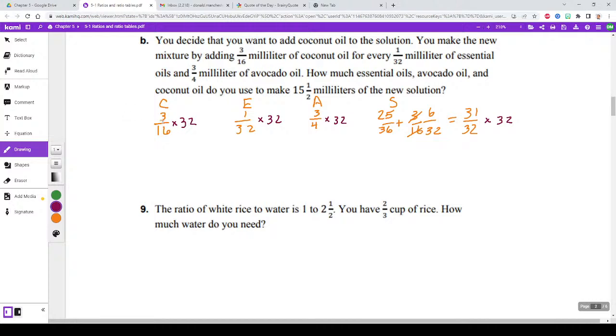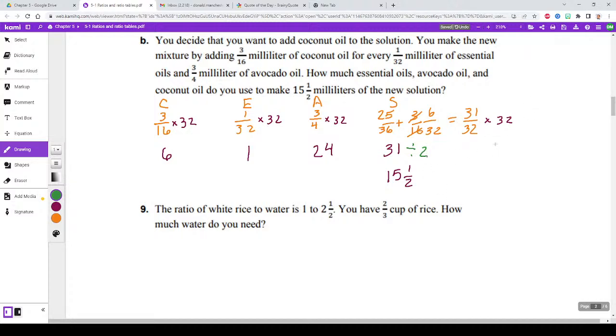So in doing so, 32 divided by 16 is 2, times 3 is 6. 32 divided by 32 is 1, times 1 is 1. And 32 divided by 4 is 8, times 3 is 24. And 32 divided by 32 is 1, times 31 is 31. Now we want to make 15.5. Well, we get 15.5 by dividing 31 by 2.